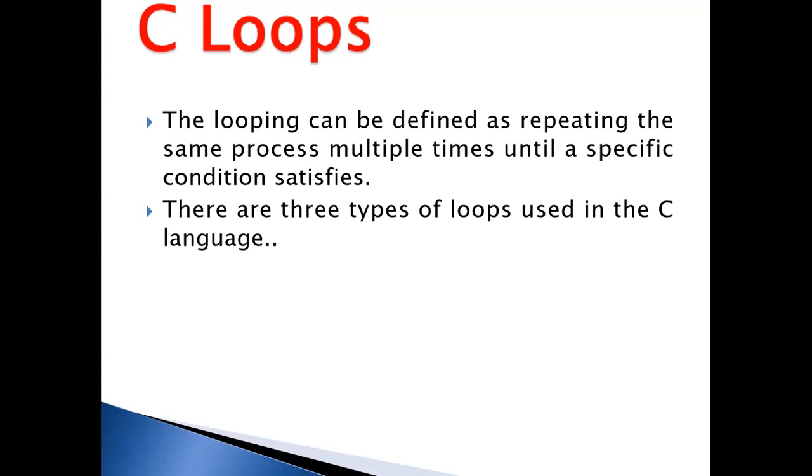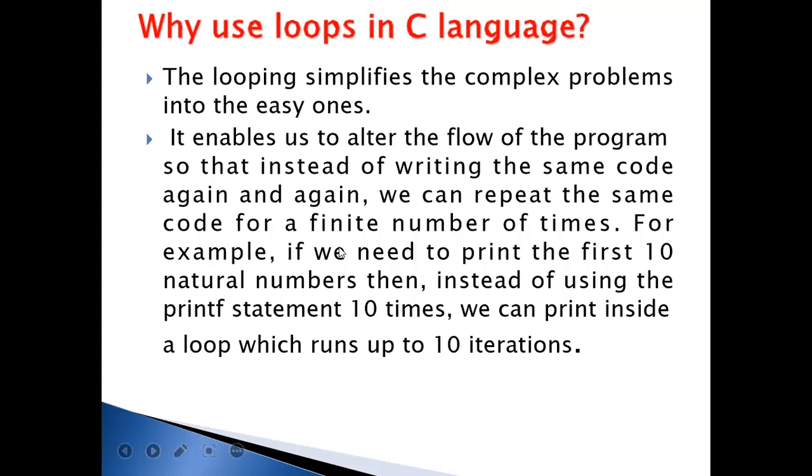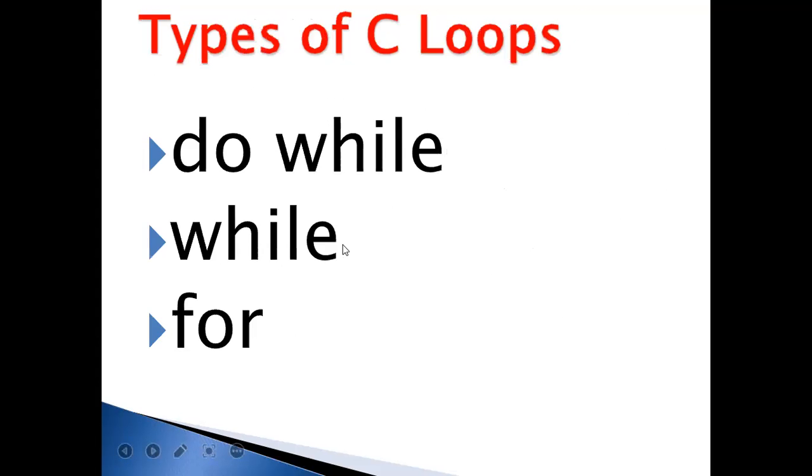A loop can be defined as repeating the same process multiple times until a specified condition fails. While the condition is satisfied, it has to repeatedly perform that operation. If the condition fails, exit from the loop. There are three types of loops used in the C language: while, do while, and for.